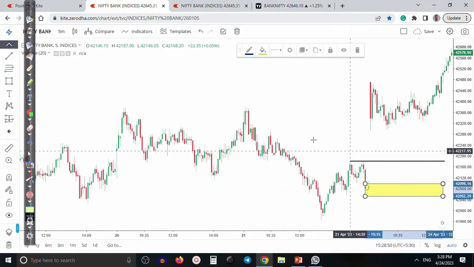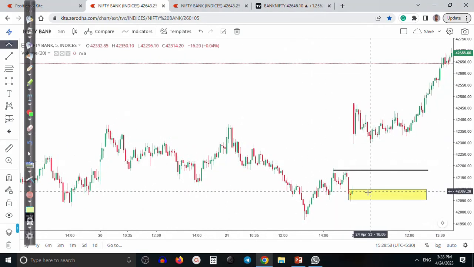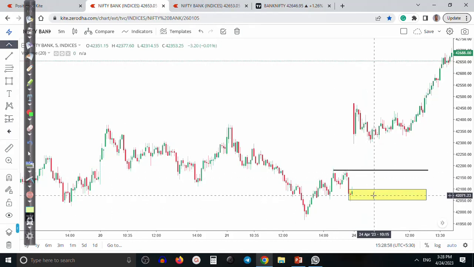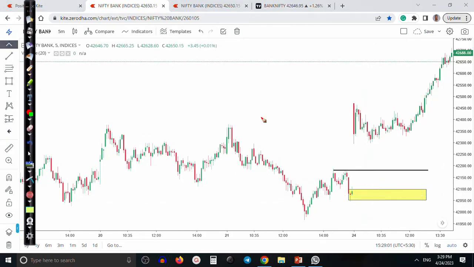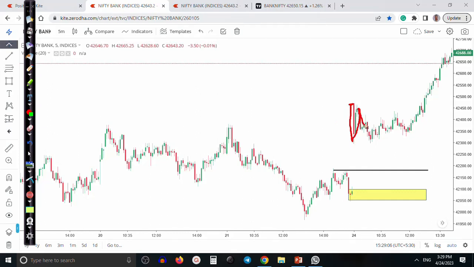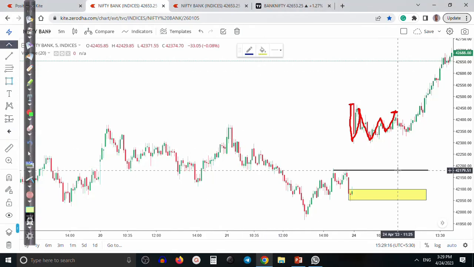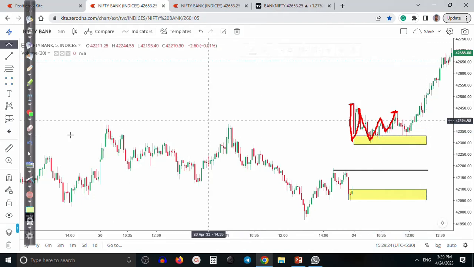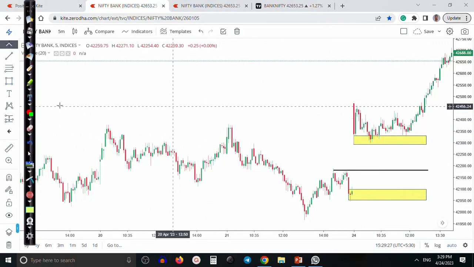Here you can see that was the demand zone, but price was not able to reach either the breakout of structure level or the near demand zone. Price opened somewhere there, pulled back, went a little bit, pulled back again, and created a new higher high. Price was not able to reach this level, and they formed a new demand zone.